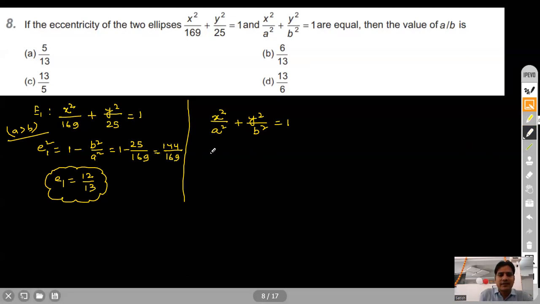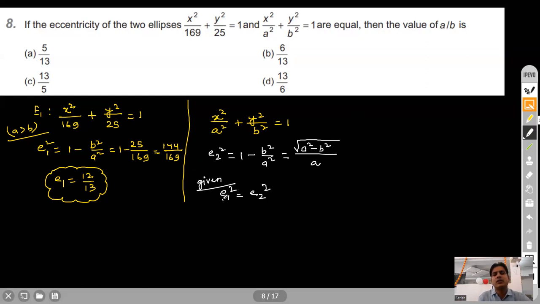Now, what will be the eccentricity for this ellipse? It will be 1 minus B square upon A square. Is anything known for this A and B? No. So same thing, we can write it as under root of A square minus B square upon A. Is it okay? Now, in the question, it is given that both the eccentricities are equal. So e1 is equal to e2. Now square it also, it will give the same. So I'm writing e1 square is equal to e2 square.